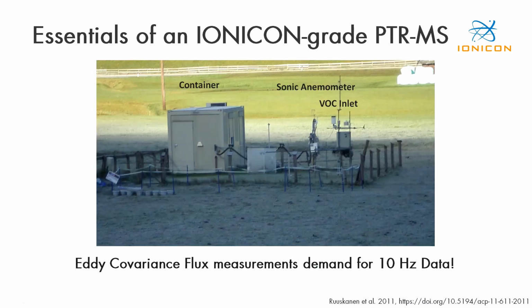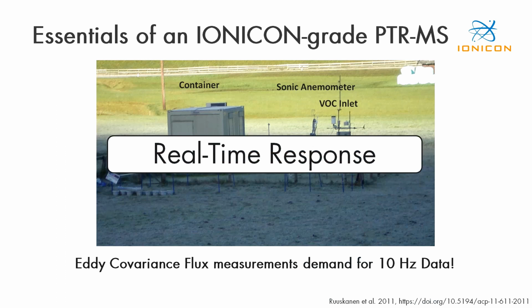Now let's have a look at the last example. Here we see a picture of a field site where we measured eddy covariance fluxes above grassland. In order to sample atmospheric turbulences without losses, the instrument needs a response time within 0.1 seconds. So the fourth essential is real-time response.